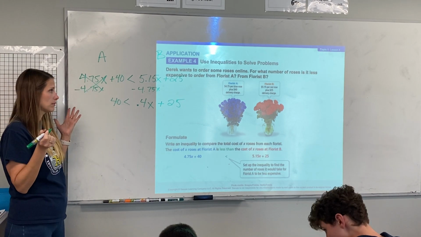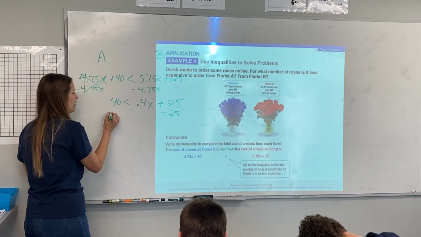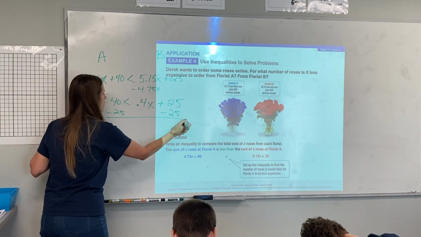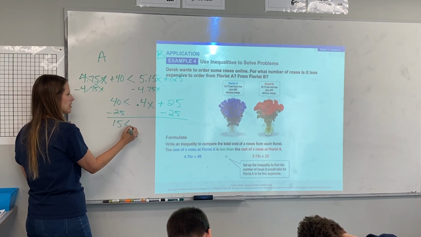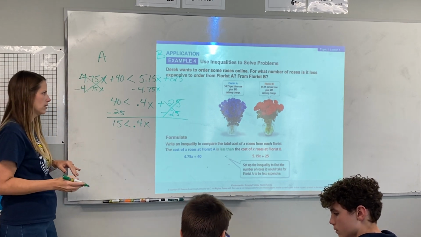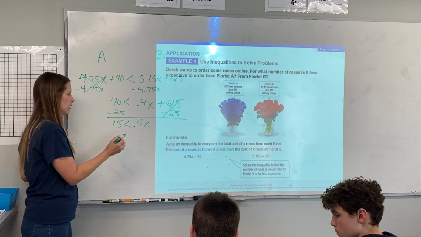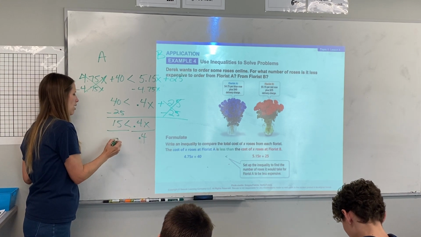Next. Subtract 25 from 40. Subtract 25 on both sides. And we get 40 minus 25, that's 15, is less than 0.4x. That cancels out. No negative, so we're going to keep our inequality sign just the way it is. Divide by 0.4 on both sides.